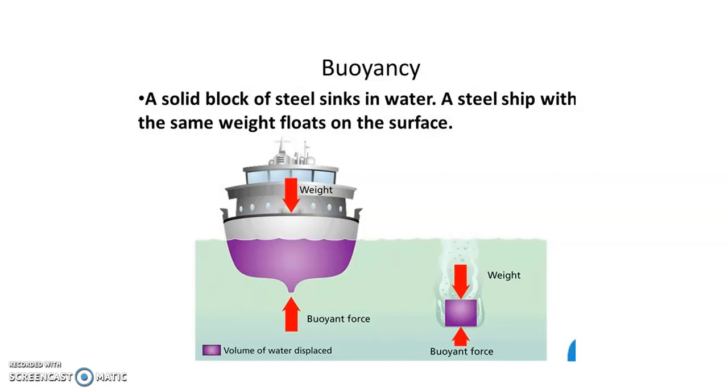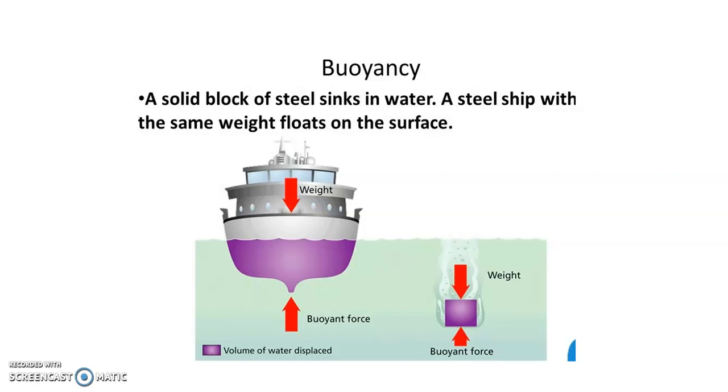And the block of steel sinks all the way down to the bottom, whereas the steel ship is floating on the surface. The reason is that the shape of the ship's hull, this bottom purpley part down here, causes the ship to displace a greater volume of water than a solid piece of steel with the same mass. The ship displaces a volume of water equal in weight to the submerged portion of the ship. Since a ship displaces more water than a block of steel, a greater buoyant force acts on the ship. So a ship will float as long as the buoyant force acting on it is equal to its weight.